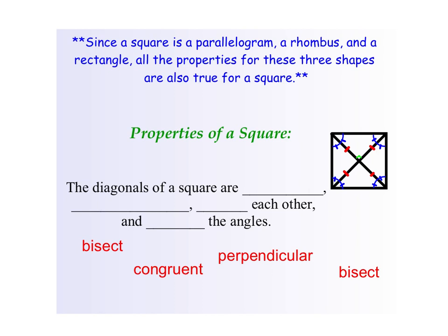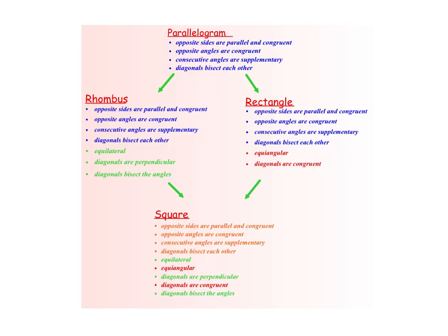The diagonals of a square are congruent. They're perpendicular. They bisect each other. And they bisect the angles. Now, each of these properties come from the rhombus and the rectangle, and therefore the square is a combination of both. All right, let's continue with some examples on the next slide. I suppose I got ahead of myself there.